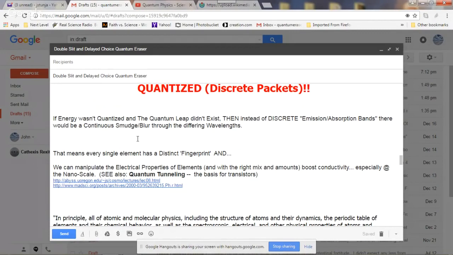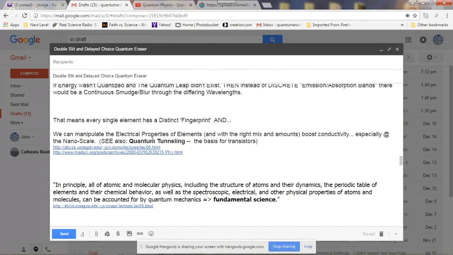That means every single element has a distinct fingerprint. And we can manipulate the electrical properties of the elements. With the right mix in the amounts, what they call doping, we boost conductivity, especially at the nanoscale. I also put in there quantum tunneling, which we won't talk about, which is really cool. This is the basis for transistors. All they use for quantum tunneling is the interference experiment. Maybe at some point in the future we can get into that. It's very interesting. All they use is a proxy on that interference pattern.